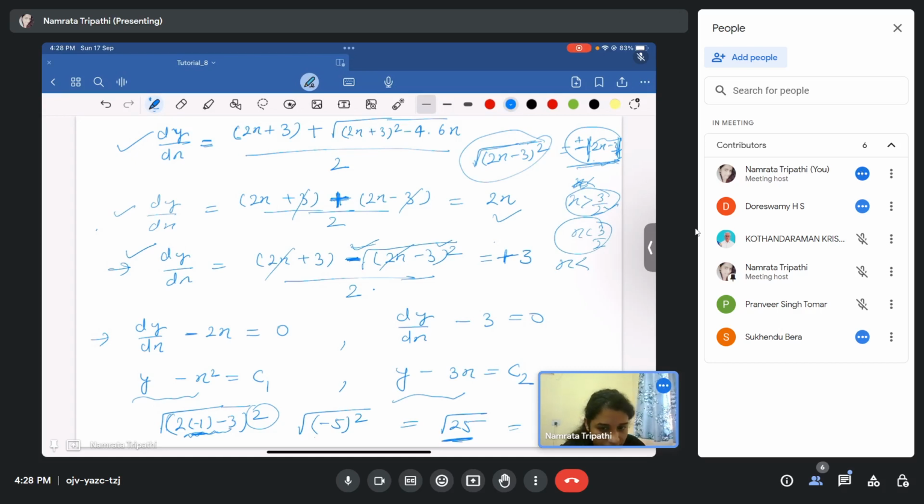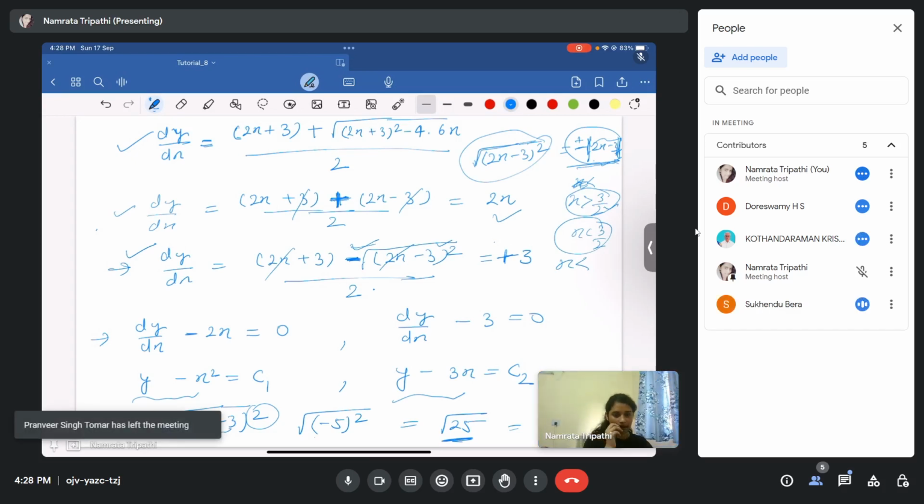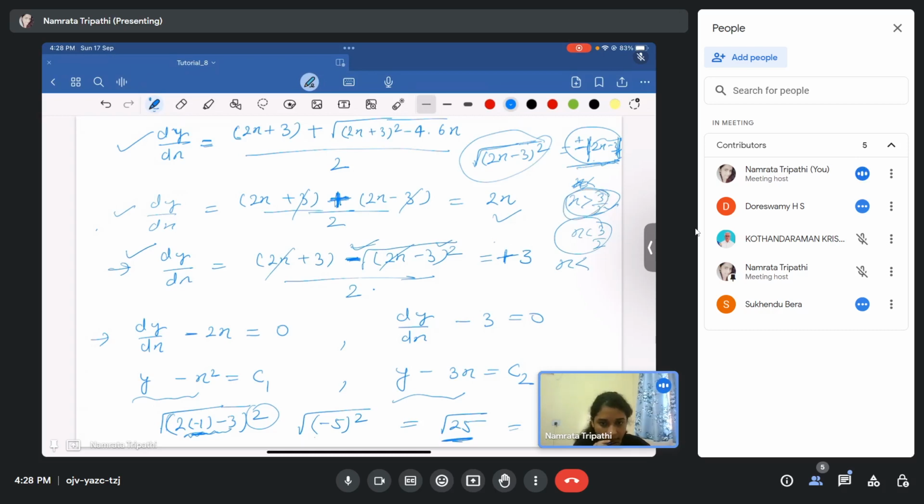Is there any doubt? Ma'am, in the first expression, please. Okay, in the first expression I am taking plus 1 for the case x greater than 3 by 2. And in the second case I am taking minus for the case x less than 3 by 2. Fine.